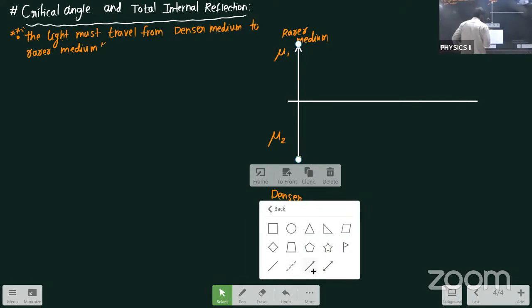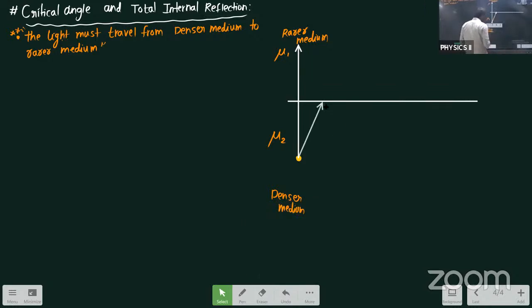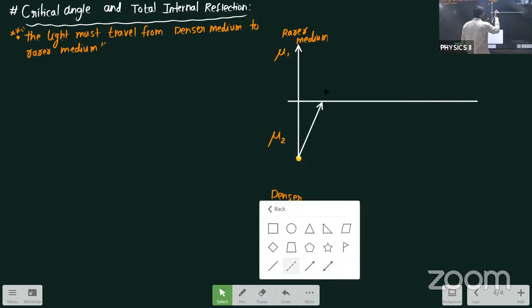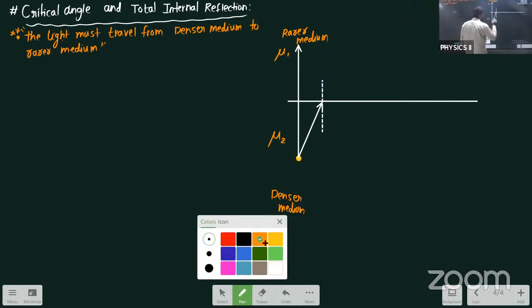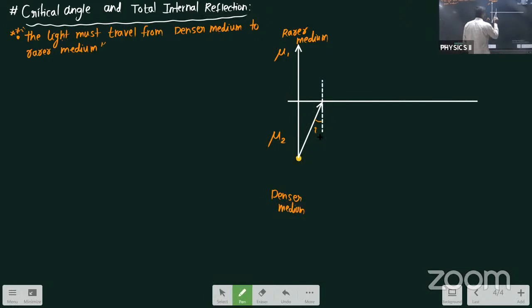See here. Assume that a light ray is incident on the surface at one particular angle. The light ray is incident on this particular surface at one particular angle. I am calling that the angle of incidence. This is the angle of incidence.